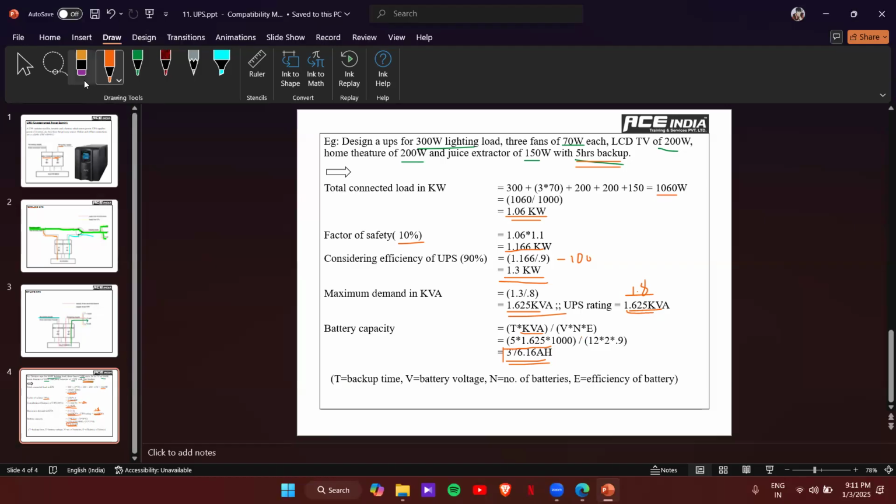So that's it. These are our calculations to find out the selection of a UPS and the battery. Clear? Any doubts?